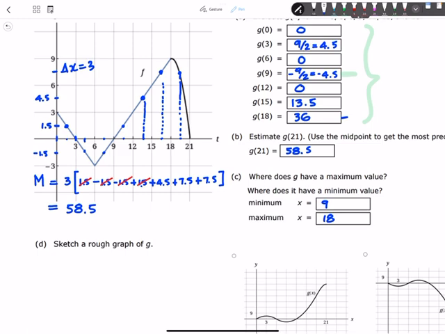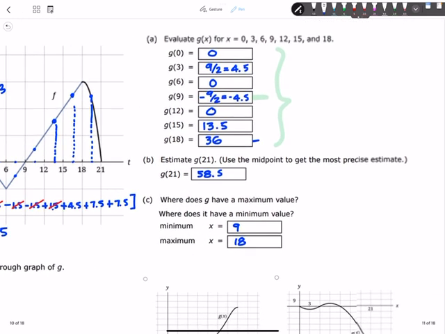And then the final question here is to see if we can draw a graph. So again, I'm going to just jot this down. At these intervals, at 0, the function value is 0. At 3, the function value is 4.5. So we seem to go up just a little bit. At 6, my function value is back to 0. At 9, we're at negative 4.5. At 12, we're back to 0. At 15, we're up here at 13.5. And then at 18, we're up here at 13.6.